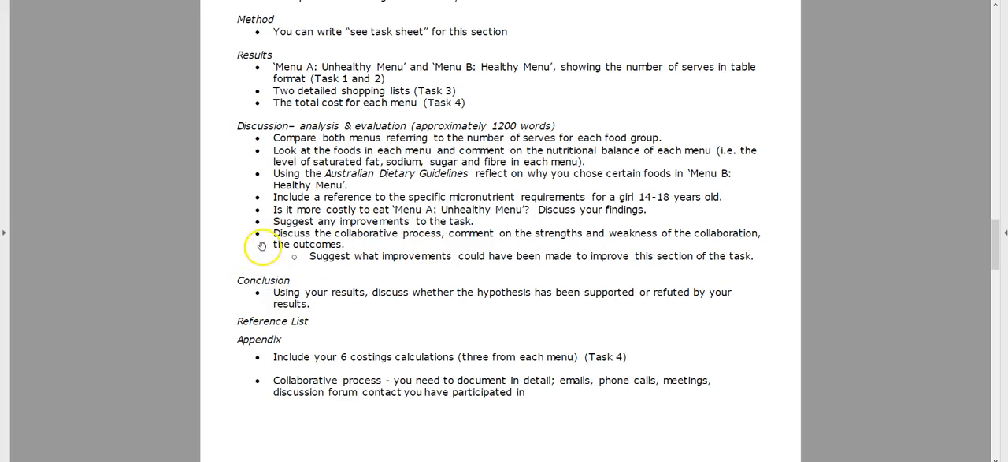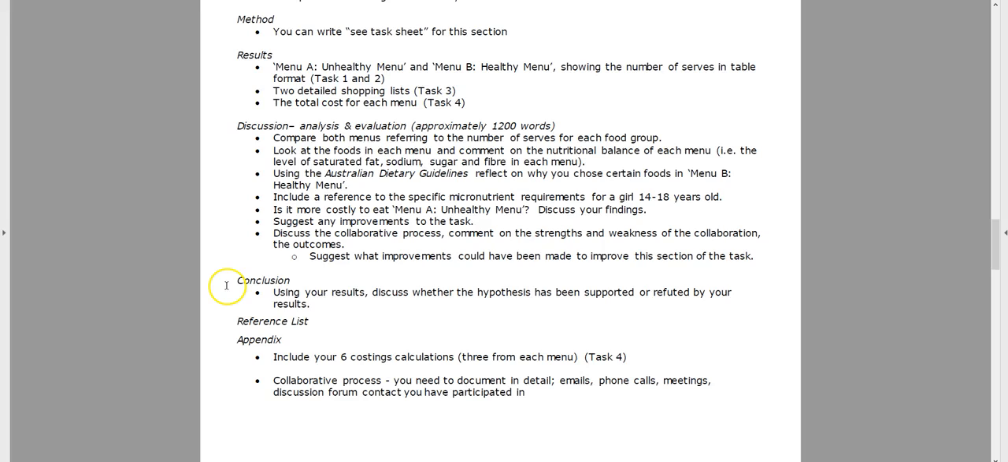And moving on to the last dot point, you need to discuss the collaborative process, comment on the strengths and weaknesses of the collaboration, and the outcomes. So here you can suggest what improvements could be made to improve this section of the task. So keep the improvements in the above dot point about the method of collection and design of the menu, and any improvements about collaboration can come down in this paragraph here.